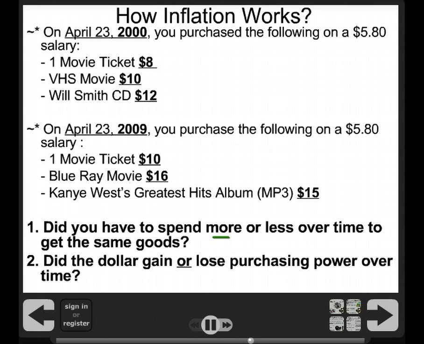Now, the most important question is number 2. Did the dollar gain or lose power over time? And because you had to spend more to get the same amount of items, the value of that dollar actually decreased. When you have to spend more money to chase fewer goods, then the power of that currency goes down.